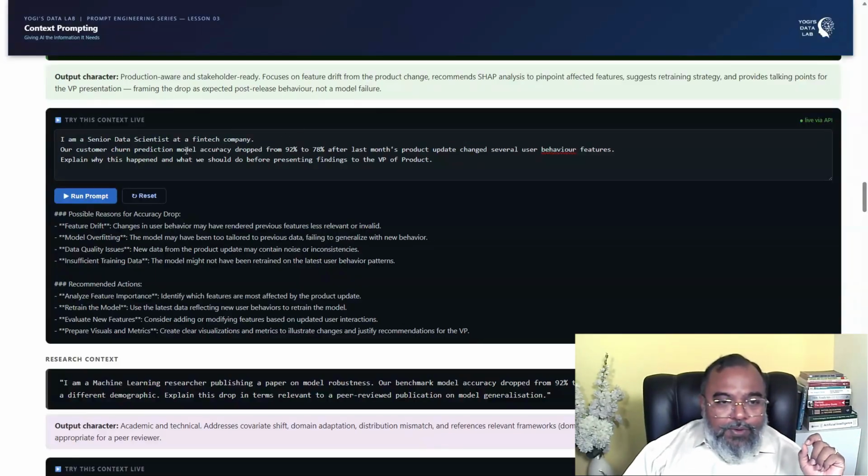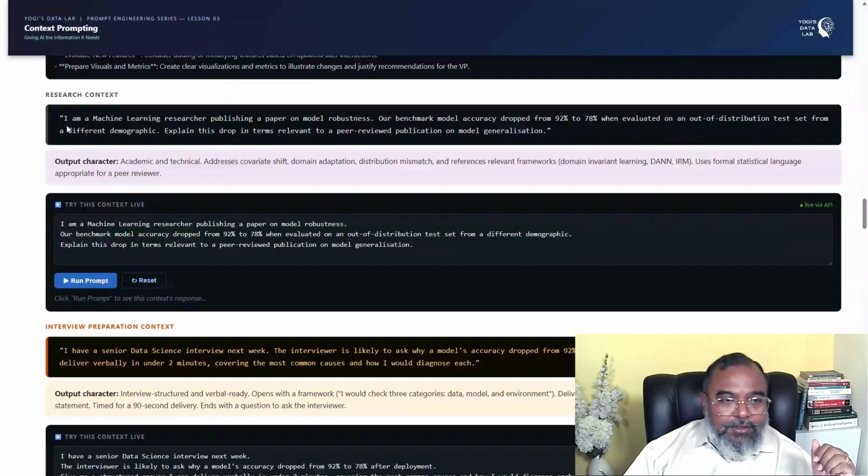Again, it is why the model accuracy dropped from 92 to 78%. So we have been using this, right? We sometimes use this unknowingly, setting up a context. But now, since we're going through this, we are trying to understand that context actually matters, and changing the context will change the type of results.